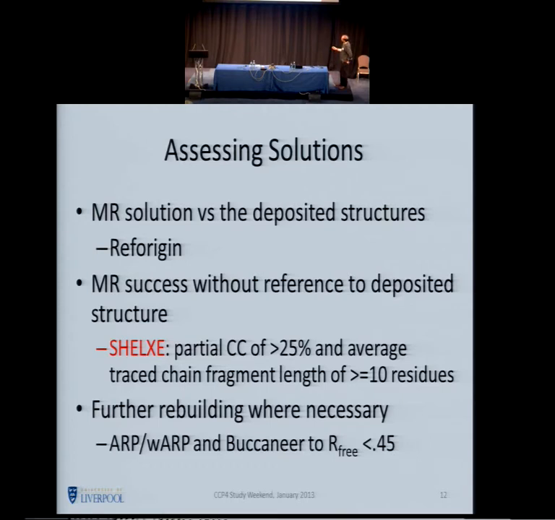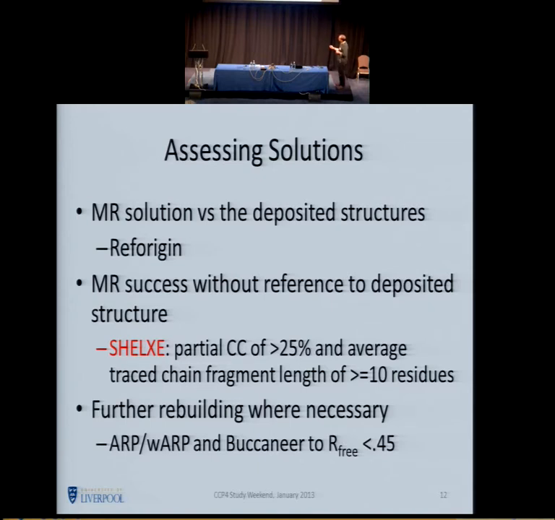So we could measure the accuracy of the placement with ref origin. Very fortunately for us, around about the time we were doing this work, ShelXE emerged as a really effective way of distinguishing between molecular replacement solutions that were going to work and ones that were going to fail.